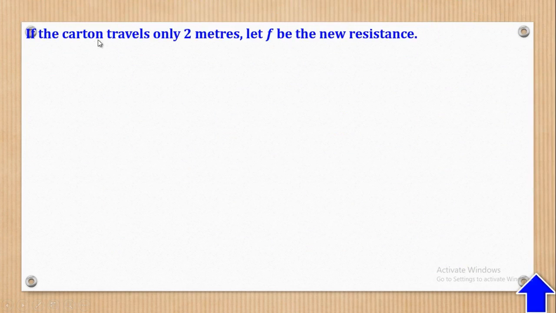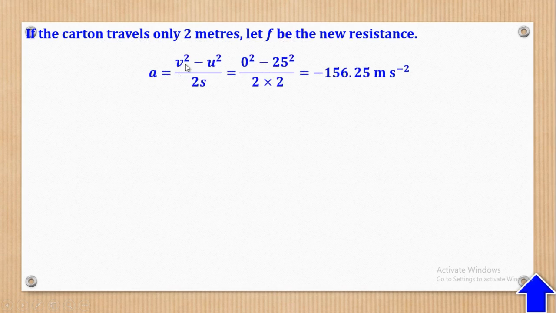So you come and say that if it is to only travel 2 meters, let small f be the new resistance. Therefore, acceleration will now be equal to v minus u over 2s, where s is 2 meters. So when I substitute, I come up with my acceleration being equal to negative 156.25 meters per second squared. So I come and draw my sketch.